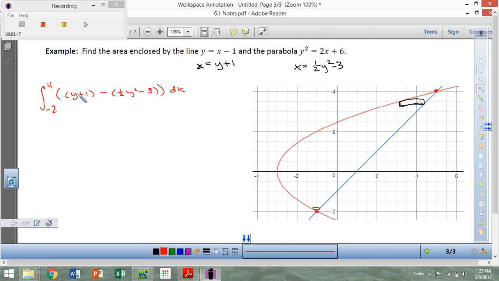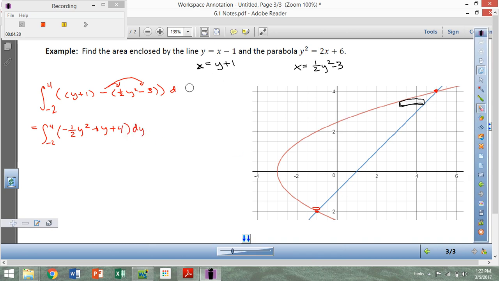This would be a case where I'd want to simplify this a little bit before I actually integrate, so I'm going to keep writing my integral sign. I would distribute this negative, and as I'm doing that, I'm also going to write these in the correct order. So I'm going to have -1/2 y squared plus y, and then if I subtract -3 that gives me +3, plus the 1 will give me +4. And I wrote dx up there, which is not correct. This should be dy because my functions are in terms of y.